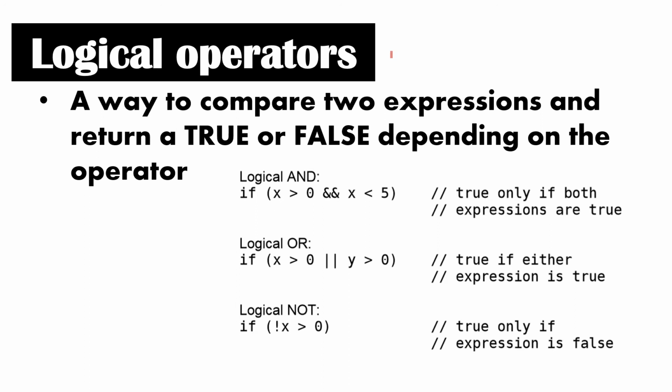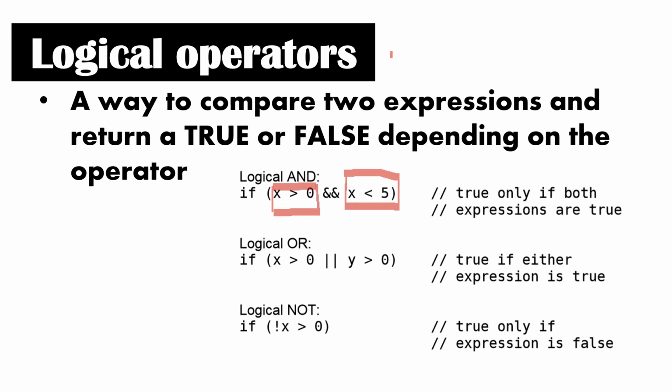So first one is logical operators. So logical operator is a way to compare two expressions and return a true or false depending on the operator. Somehow we can say that a logical operator just has two comparison operators. So this one is a comparison operator and this one is also a comparison operator.